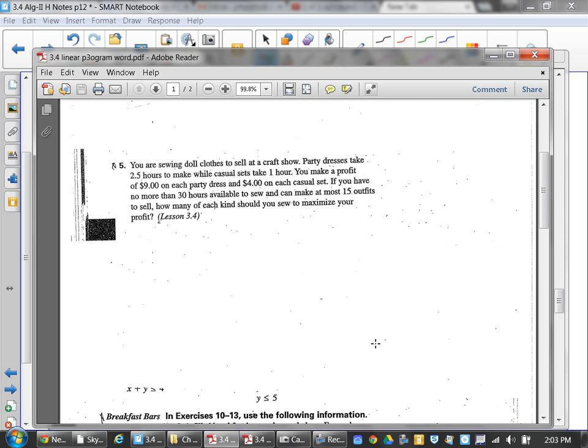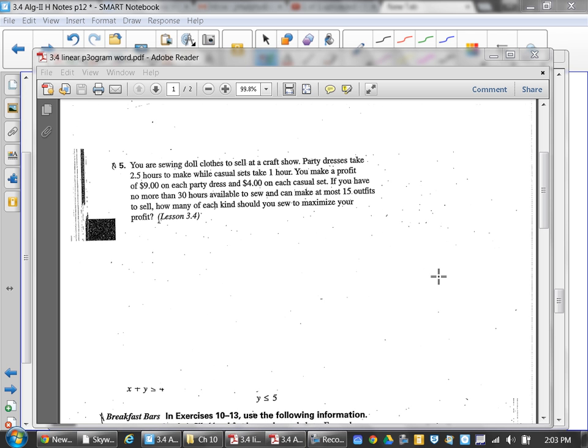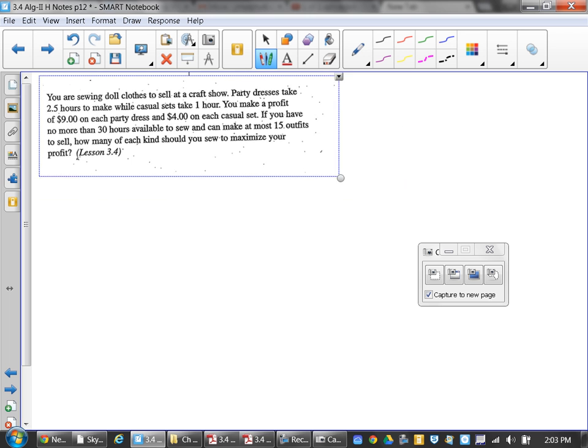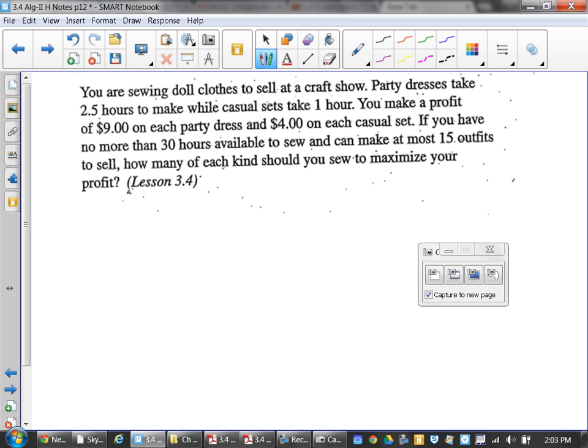Doll clothes. Because there's a lot of money in this. Apparently. Yeah, I guess so. You're sewing doll clothes because it sounds like a good time.